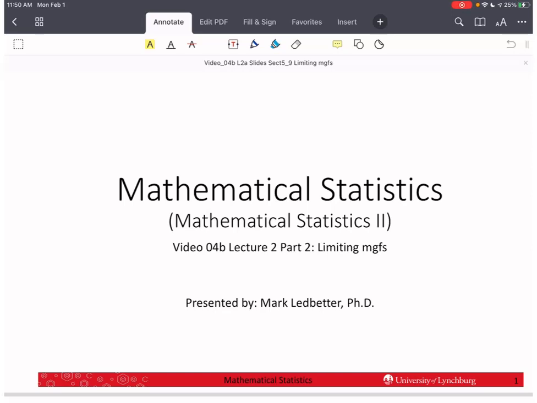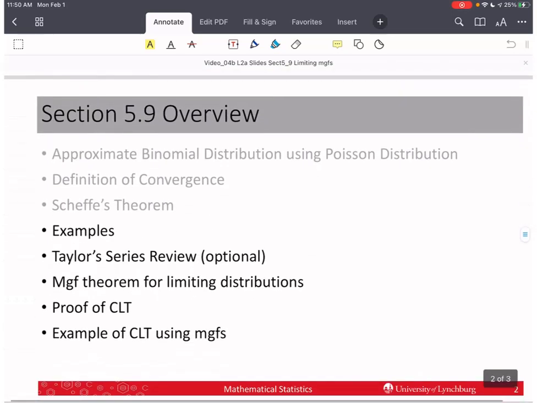And in the last video, we discussed how to approximate the binomial distribution using the Poisson distribution. This was different because we were now using a discrete distribution to approximate another discrete distribution and didn't have to use the continuity correction. We also went over the definition of convergence and Slutsky's theorem.